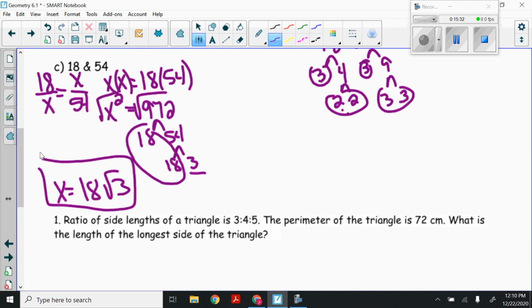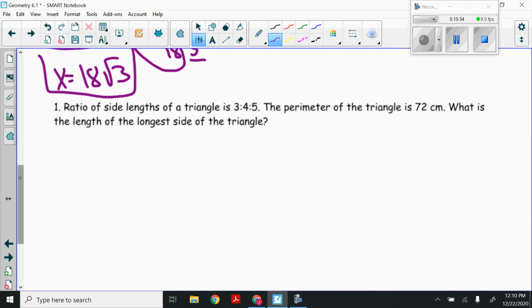All right, one more example we're going to look at. The ratio of side lengths of a triangle is 3 to 4 to 5. The perimeter of the triangle is 72 centimeters. What is the length of the longest side of the triangle? So I don't know what kind of triangle this is, so I'm just going to draw a triangle. This is 3, so I'm going to say 3x because it's a ratio. So I know that it got simplified down, right? Possibly. So 3x, 4x, and 5x.